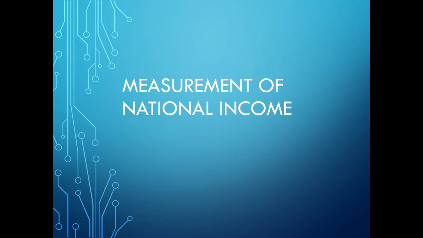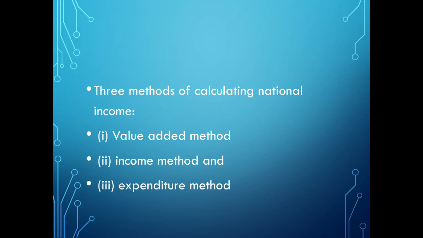Morning students. Today we are going to revise the concept of measurement of national income. The three methods of calculating national income are value added method, income method and expenditure method. Today we are going to do a brief description of all these methods.